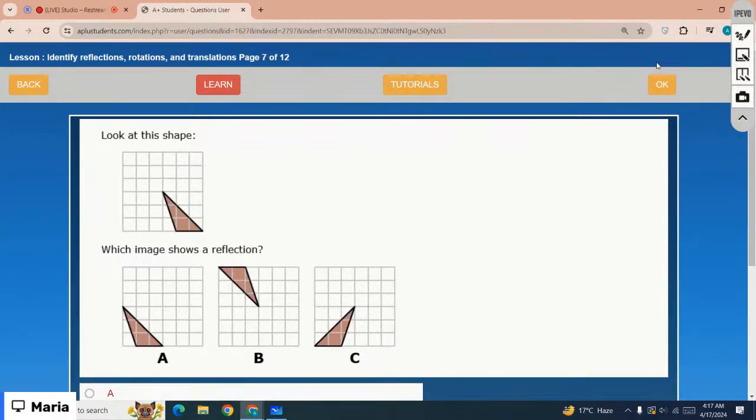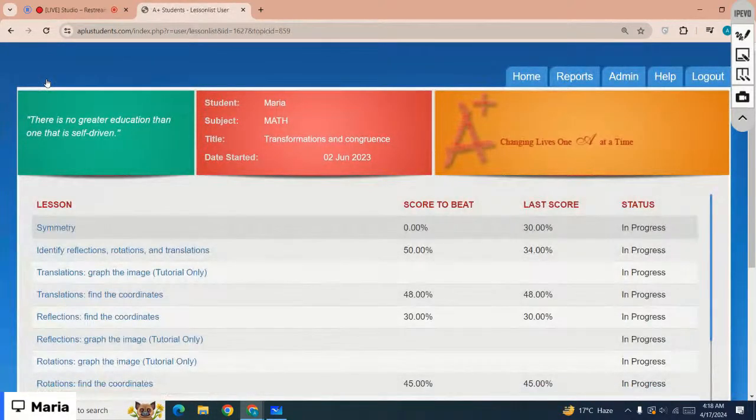Okay, you can complete the lesson by yourself later today. Let me just move on to the next lesson. Translations, graph the image. Okay, let's just start with the lesson.